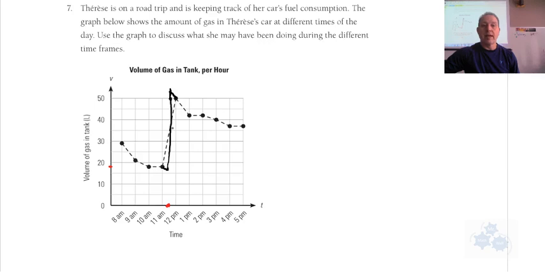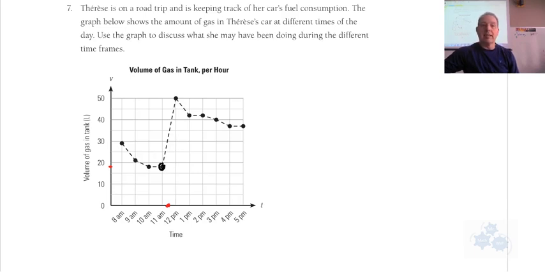So it could have been right here. You could have been right, actually, right? But also, maybe she stopped. Watch this. Because we're only, where's the eraser? Because we're only taking measurements every hour, maybe this is where she stopped at the gas station.